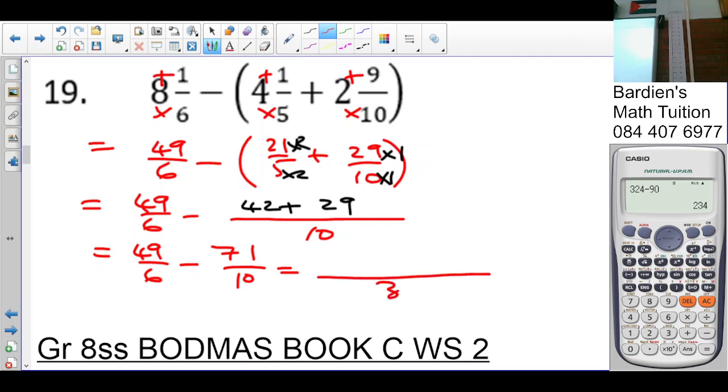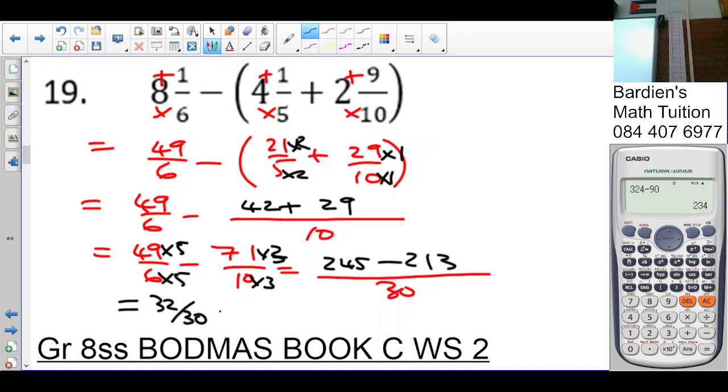What's your LCM? 30. So 6 times what is 30? 5. 49 times 5 is 245. Minus, times by 3, 213. So 245 minus 213 is 32 over 30. 2 goes into 32 sixteen times and into 30 fifteen times. So 16 over 15. You all agree with that? Yes. Any confusion? No.